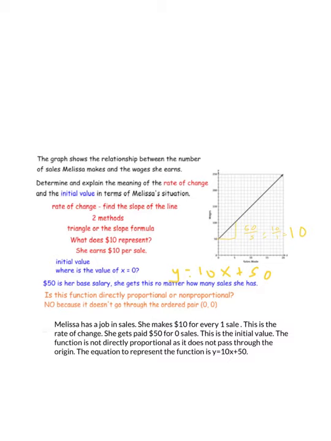So when it asks to make a verbal summary of the function, basically you're just summarizing what we just found out. So we found out that Melissa has a job in sales. She makes $10 for every 1 sale. So that's the rate of change. She gets paid $50 for 0 sales. That's the initial value. The function is not directly proportional as it does not pass through the origin, and the equation to represent the function is y equals 10x plus 50. So that's basically just a summary of what you found in all of the above situation.